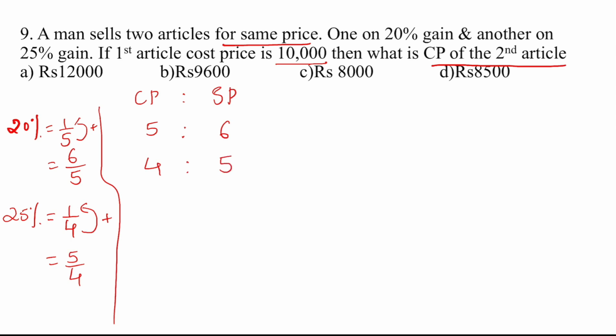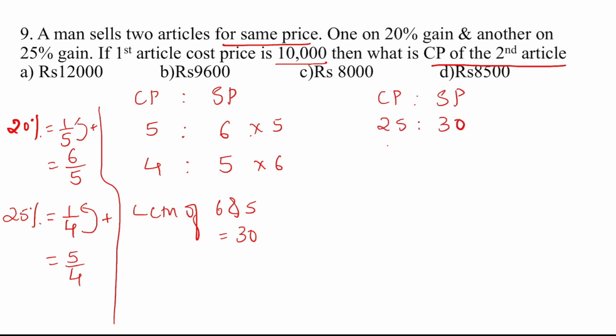So to make the selling price equal, take the LCM of 6 and 5. 6 and 5 LCM is 30. Isn't it? So multiply here with 5, multiply here with 6. 6 5s are 30, 5 6s are 30. So now the new cost price and selling price is how much? 5 5s are 25, 5 6s are 30. 6 4s are 24, 6 5s are 30. So overall cost price is how much? Total, it is 25 plus 24 is 49, to 30 plus 30 is 60. So that means overall it is 60.